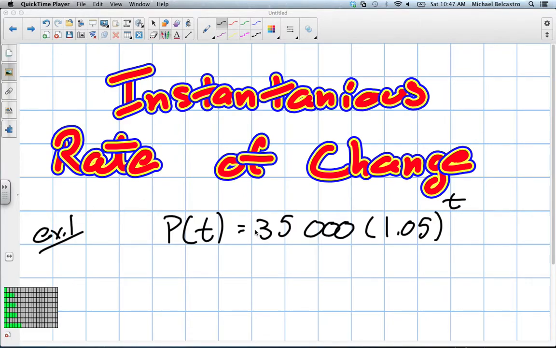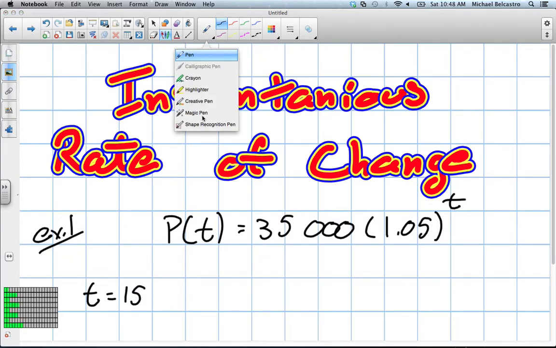Okay, this lesson is close to our last one about average rates of change, but instead we're talking about instantaneous rates of change. Now, they've gone about solving this a couple different ways in your textbook. They're looking for the instantaneous rate of change when t is equal to 15, okay?